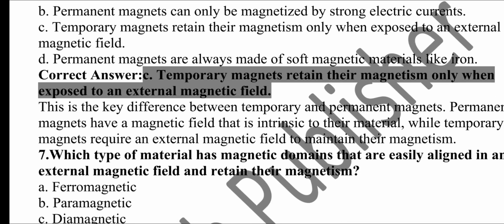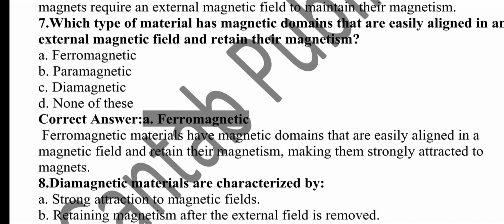Correct option is C. Temporary magnets retain their magnetism only when exposed to an external magnetic field. This is the key difference between temporary and permanent magnets. Permanent magnets have a magnetic field that is intrinsic to their material, while temporary magnets require an external magnetic field to maintain their magnetism. Question number 7.